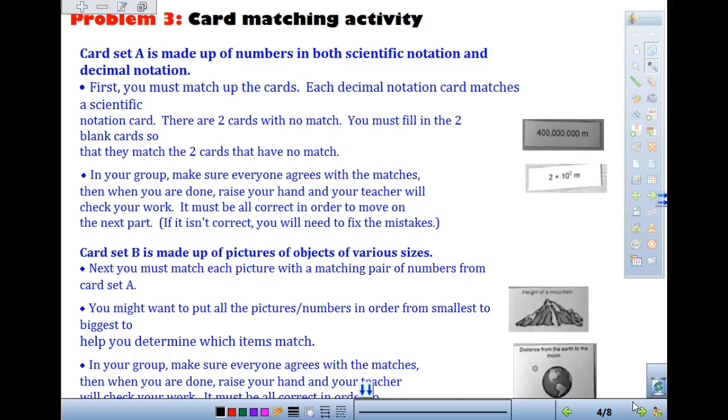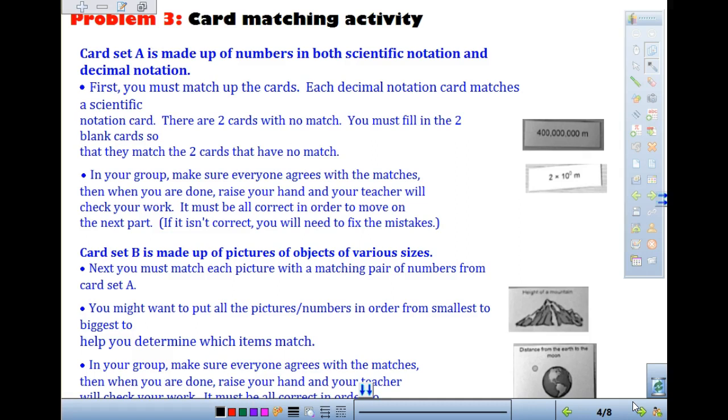So that's the cards. When I'm looking at these, all of you cut out different cards. This is the one that has numbers written in standard notation and scientific. So the first thing you're going to do is you're going to have these 2 sets. You have 9s in standard notation and 9 in scientific. And there are 2 blank ones.